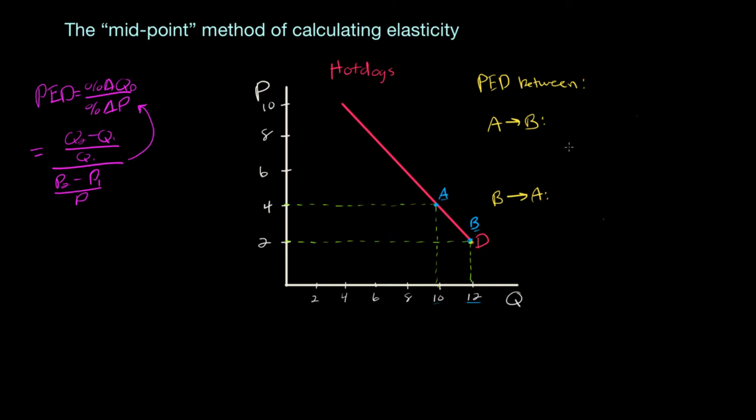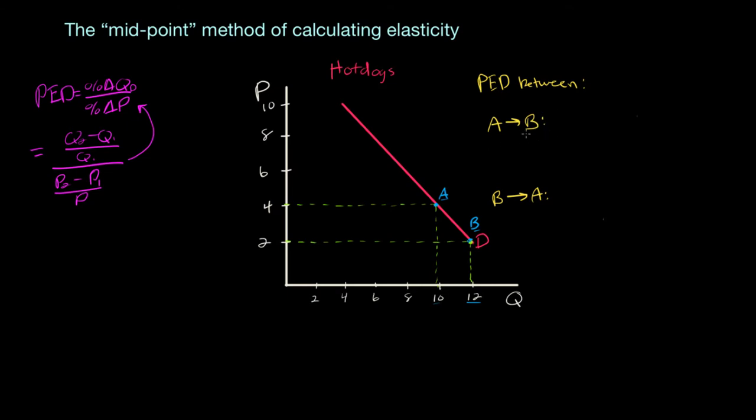Let's calculate the price elasticities of demand between points A and B, and then once again between points B and A. You might say, well, that's a pointless task because there's two different prices and two different quantities. Certainly the price elasticity of demand is going to be the same whether the price is going up or down. Let's determine whether that's true or not.